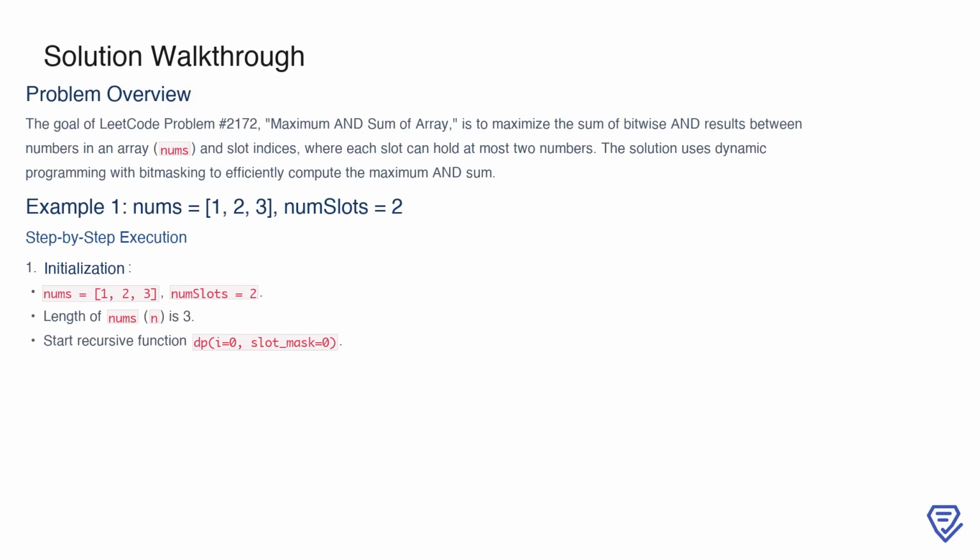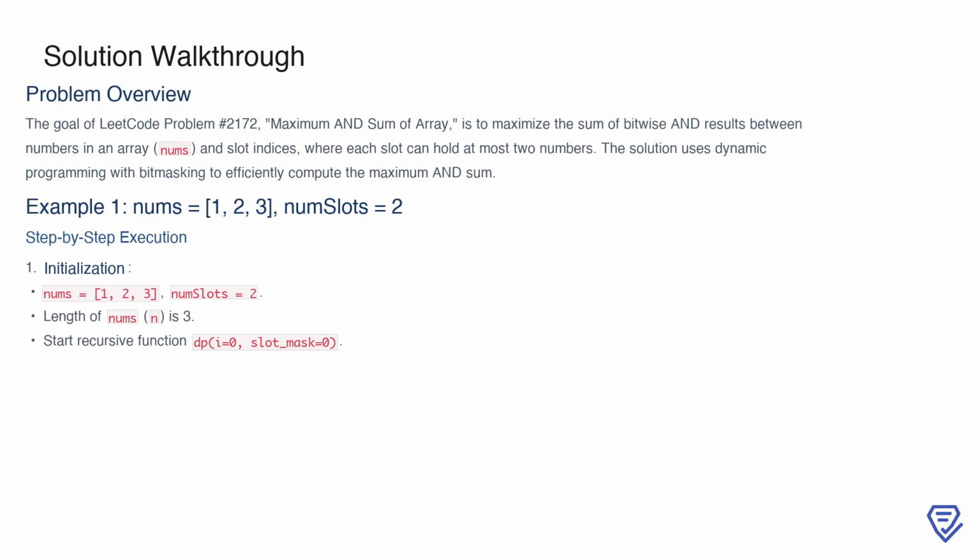In this problem, our goal is to maximize the sum of bitwise AND operations between numbers from the array nums and slot indices, under the constraint that each slot can hold at most 2 numbers. To solve this efficiently, we use dynamic programming with bit masking. Let's consider an example where nums is [1, 2, 3], and the number of slots is 2. Here, the length of the array nums is 3, and the recursive function we use is dp(i, slot_mask), where i represents the index of the number we are currently placing, and slot_mask encodes the state of the slots.